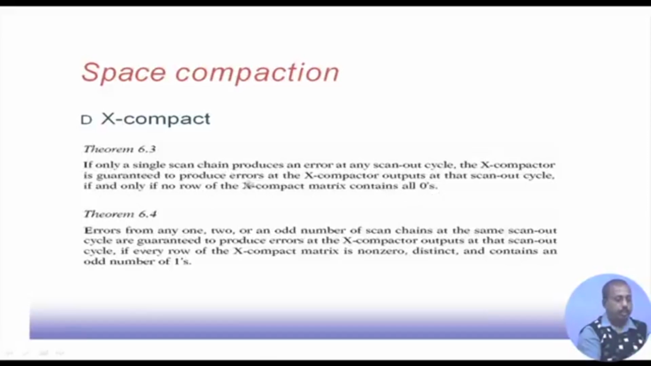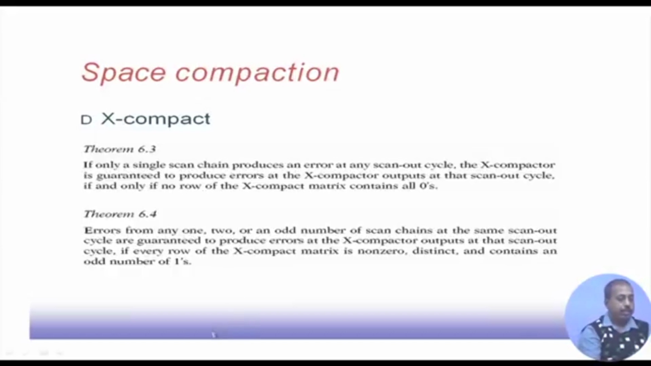If this condition is ensured, then any error that is produced in some scan out cycle, if the error comes only in a single scan chain, if only a single chain produces an error at any scan out cycle, then this X compact matrix will be able to catch that error at that scan out cycle. So, the compacted output also will have a different value at that particular scan out cycle. So, it is true if only a single chain produces an error at any scan cycle.